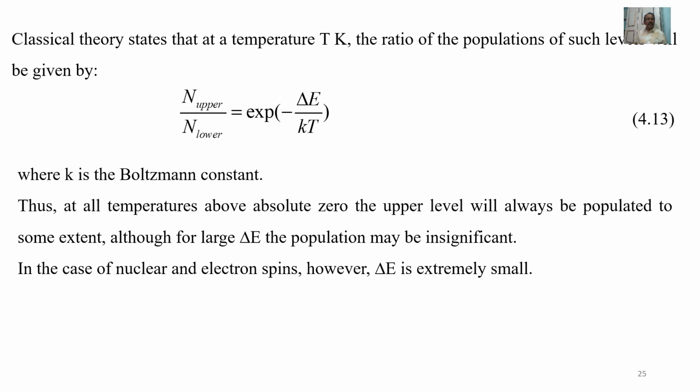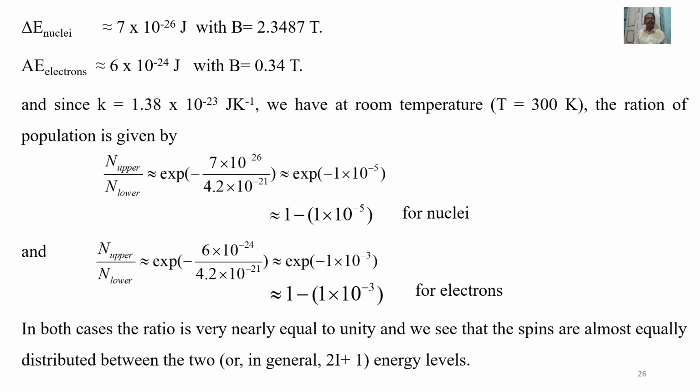In the case of nuclear and electronic spins, however, del E is extremely small. So del E for nuclei is around 7 × 10⁻²⁶ joules with B equals 0.3487 Tesla, and del E for electrons is around 6 × 10⁻²⁴ joules with B equals 0.34 Tesla.